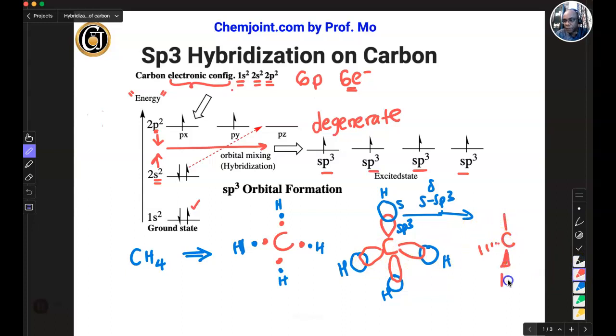So let me show the methane now in full and tell you that those single bonds you are seeing right there are the sp3, because the hydrogen gives the s, the carbon gives the sp3. The bond angle is roughly 109.5 for sp3 hybridization. We discussed that in another lesson, and the molecular shape is tetrahedral.